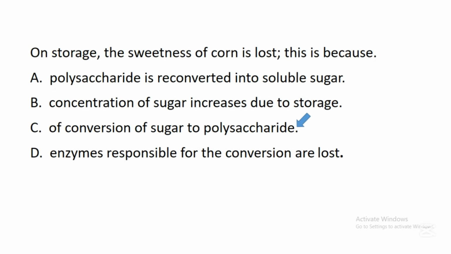So when the sugar is converted to polysaccharide, the sweetness will be lost, because what makes the corn sweet is the presence of a carbohydrate known as sugar or glucose. But when this glucose or sugar is converted to polysaccharide, the sweetness of the corn will not be experienced again.